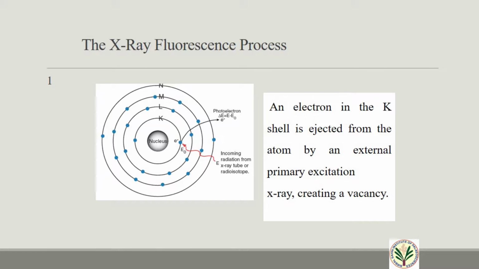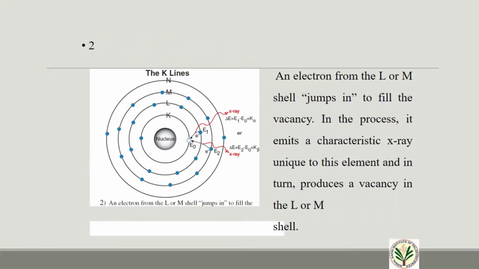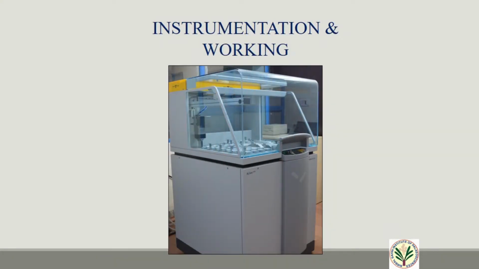Here is the diagram showing how an electron moves from the K shell and escapes out. An electron moves from the L shell and fills the gap caused by the emission of the electron from the K shell, and when an electron moves from a higher energy to a lower energy level, it emits some energy in the form of fluorescence.